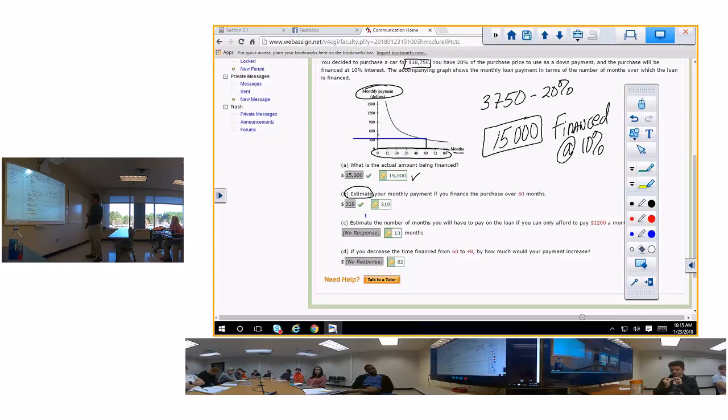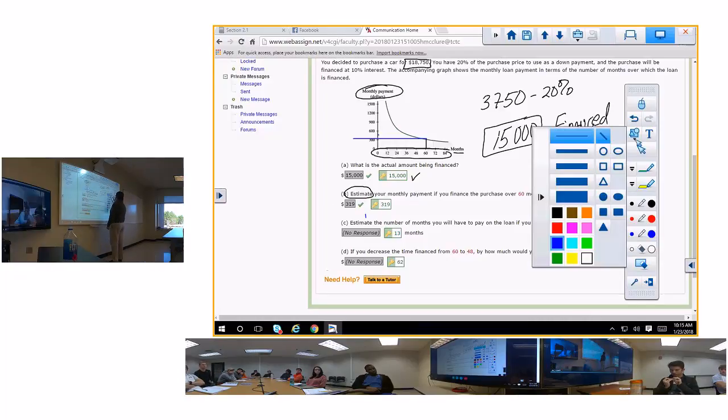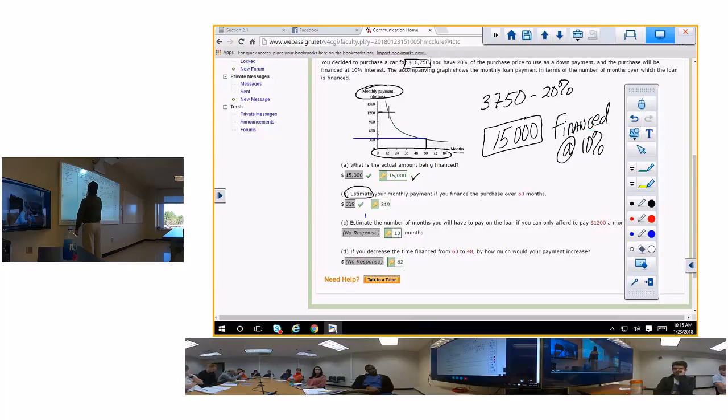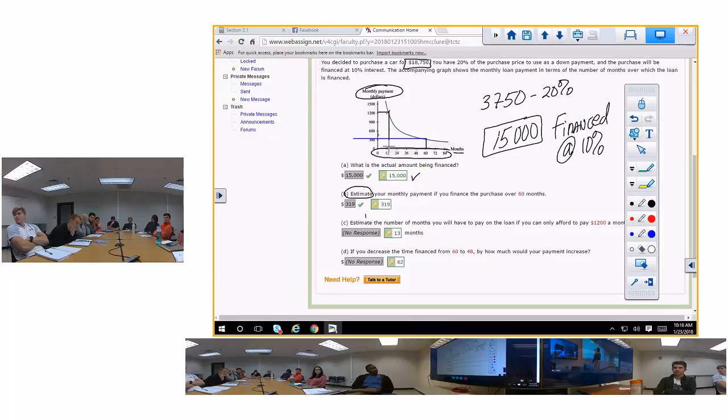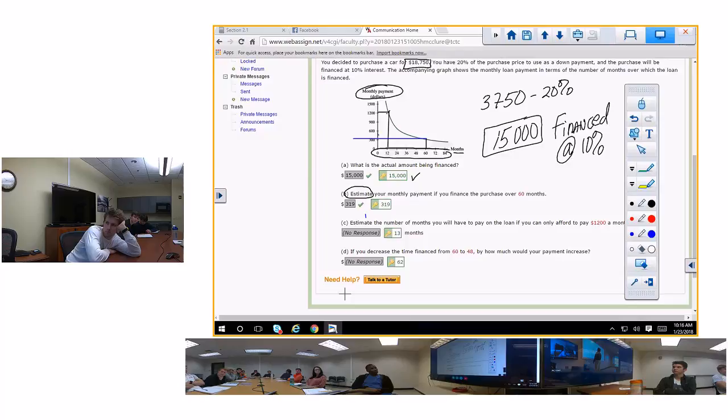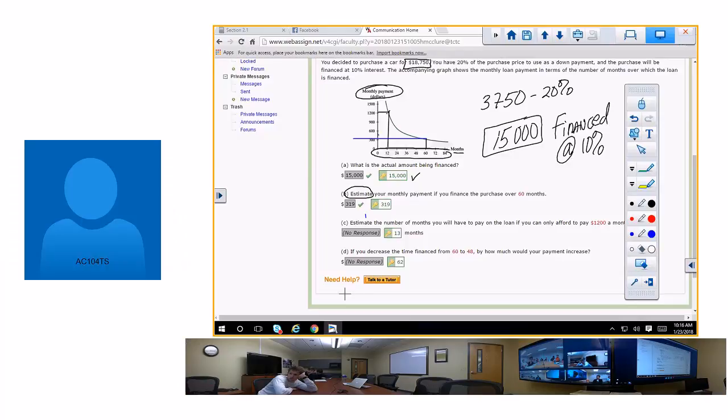Now, again, it says estimate the number of months you will have to pay on the loan if you can only afford $1,200 a month. So take out your handy-dandy straight edge, and it has to be used on this. You can't do it freehand. You have to use the straight edge and get somewhere right near it. It's a little bit over 12 months. Again, estimation. Now this is one time where your pencil and straight edge is more accurate than this, because it's hard for me to get it without lines.